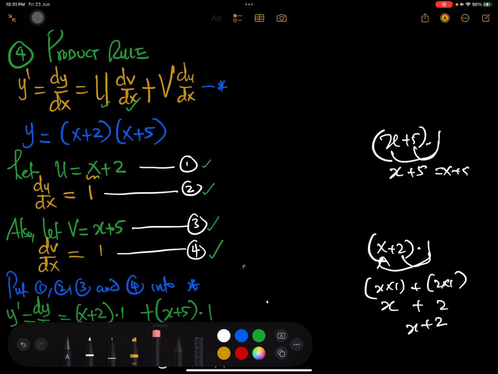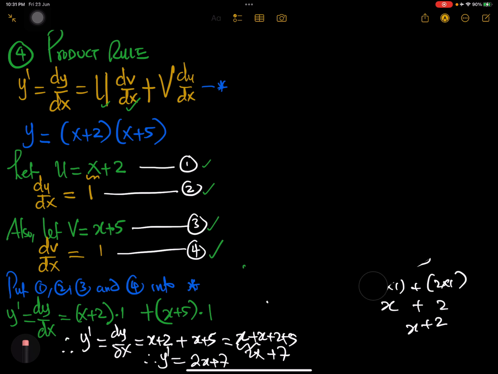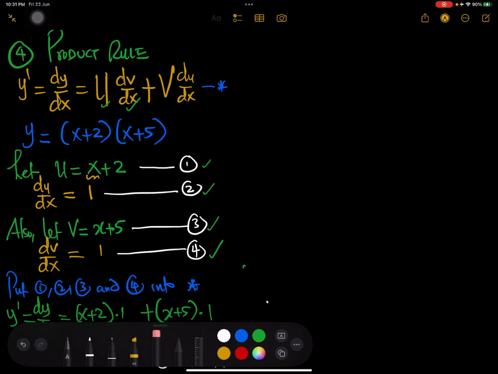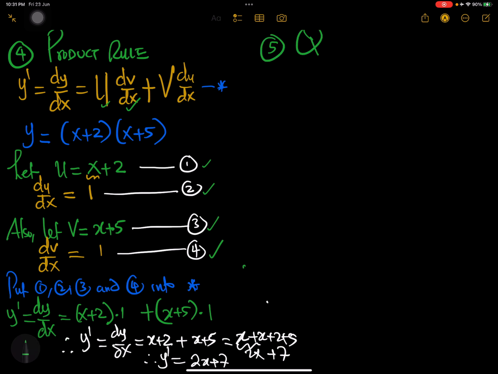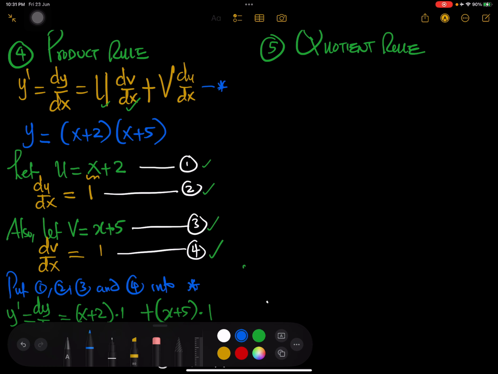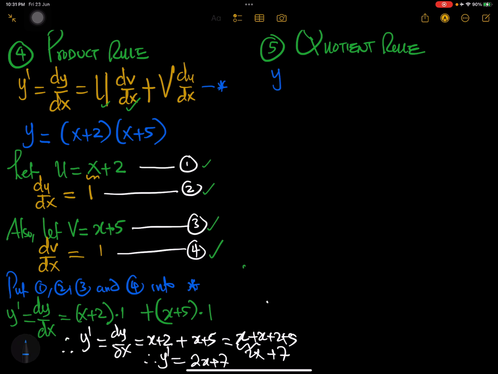Now we're going to look at the last one, which is the quotient rule. And that rule says that if you have the y prime, which is equal to dy/dx, it is supposed to be v multiplied by du/dx minus u dv/dx, all divided by v squared.